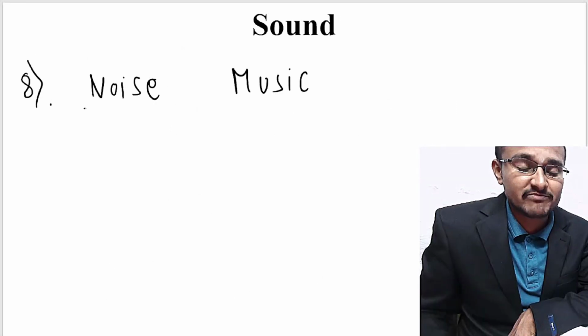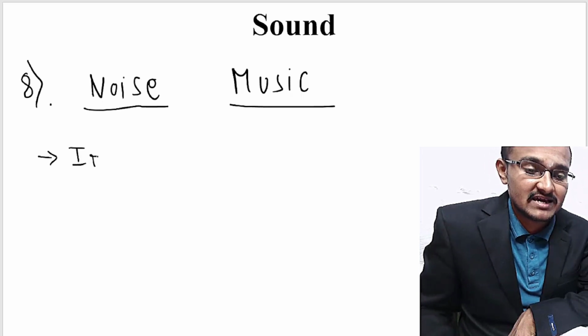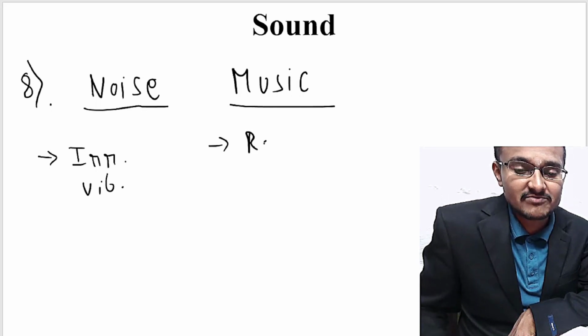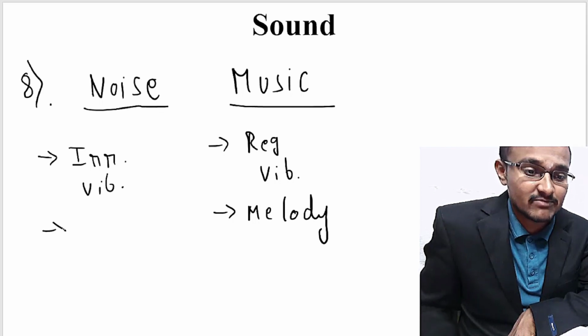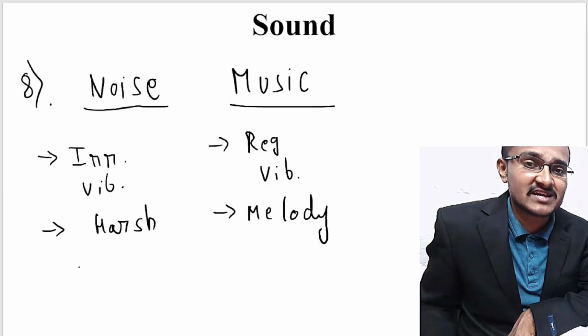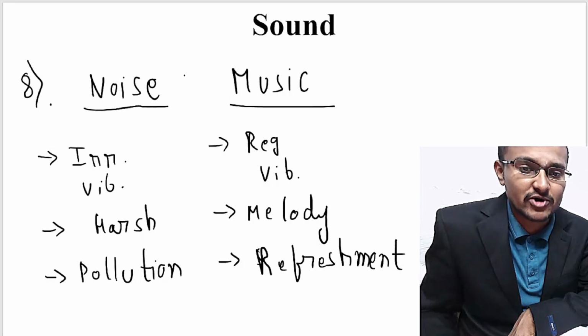Coming to the eighth question, we have to mention the difference between noise and music. So coming to noise, there will be irregular vibrations happening in noise, but in music there will be regular vibrations. So music will be melodious to listen. So I'll write melody here, but noise will be very much harsh to listen. So like this you can go on mentioning various differences between noise and music. Noise creates pollution and music creates some refreshment to our mind. So you can mention so many other differences like this between noise and music.